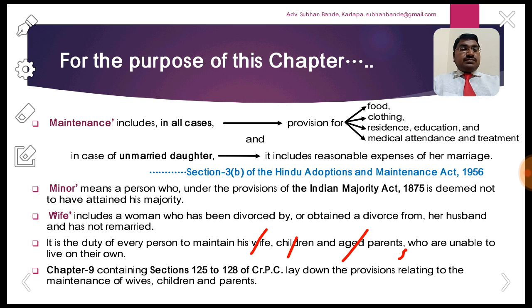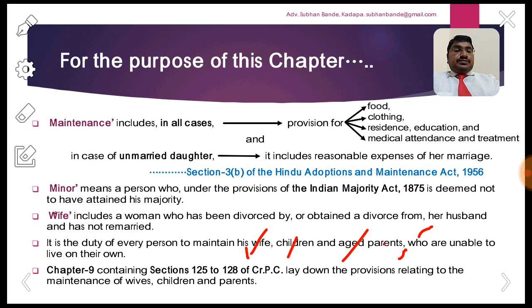A wife can seek the maintenance from her husband, subject to certain conditions. A child has a right to get the maintenance from his father, subject to certain conditions. Aged parents have a right to obtain maintenance from their children, their son, even from their daughter, subject to certain conditions. One of the conditions is they must be persons who are unable to live on their own. If they have no sufficient means for their livelihood, then they have a right to get the maintenance from such husband, such father, and such son.